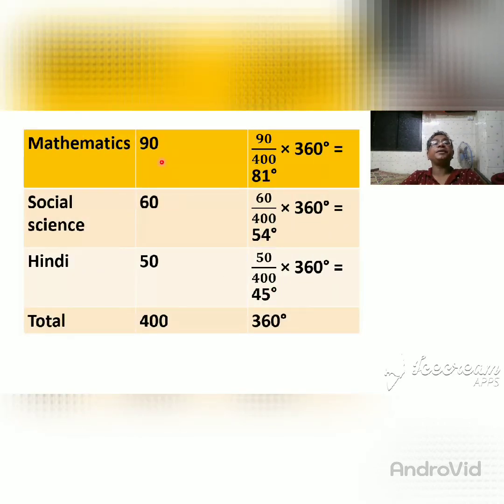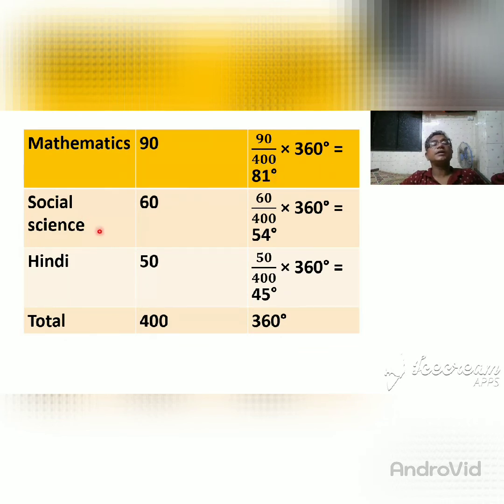So mathematics: 90 upon 400 into 360. Denominator is which? Whatever be the total, that is the denominator. That must be remembered. And whatever you want to find the angular measure of, that value is the numerator. So in mathematics you get 90 marks, so 90 is the numerator and total 400 is the denominator, into 360. So this 0 cancels, this 0 cancels, 4 ones are 4, 4 nines are 36. So 9 into 9, 9 nines are 81 degrees.